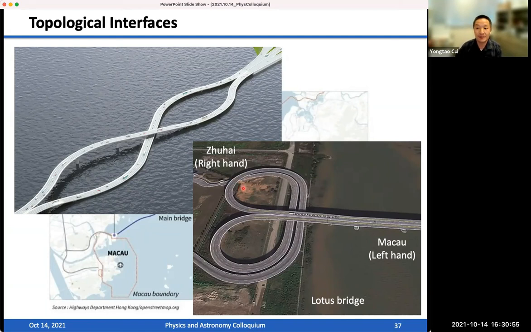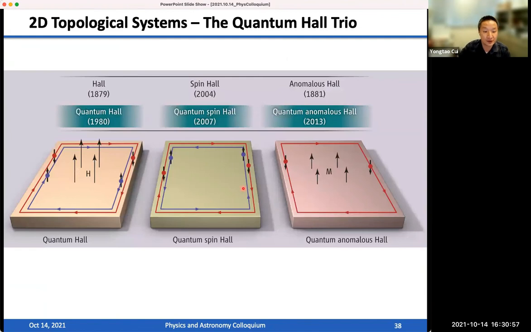Okay, so now coming back to 2D topological systems. What that means is that you're going to get gapless states at the boundary of a 2D system, which now becomes a one-dimensional edge. That's the edge of the sample. In 2D systems, there are three very famous topological systems: the quantum Hall effect, quantum spin Hall effect, and quantum anomalous Hall effect. The difference is the spin configurations of these edge states.